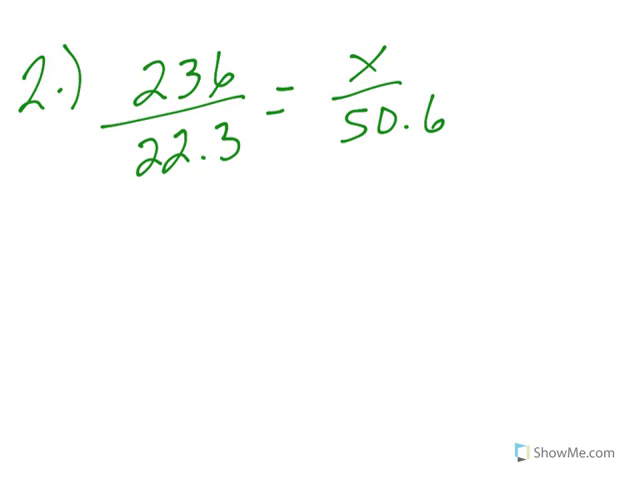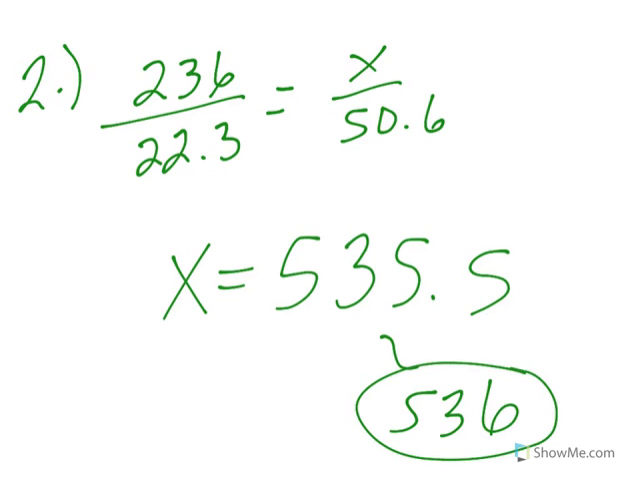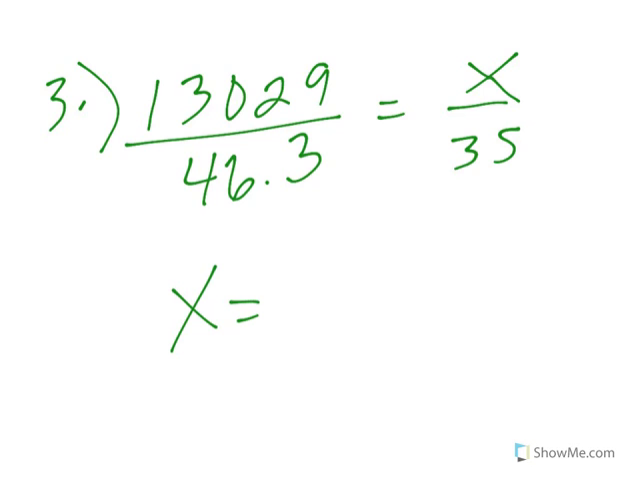Okay, so let's move on. In number 2, if firearm deaths in South Africa were proportional to Australia. So we're dealing with Australia. That's why I have the 236 over 22.3, and we know that there are 50.6 million people in South Africa. Cross multiply, there would be 535.5, so you could probably round to 536 firearm deaths in South Africa if it was like Australia. If Canada was like Colombia, so I start with Colombia's information. I know there are 35 million in Canada. How many would there be?